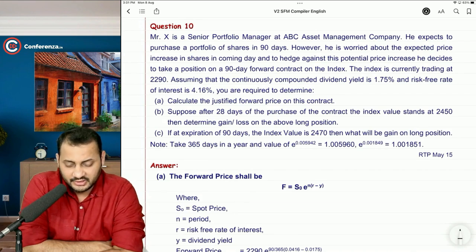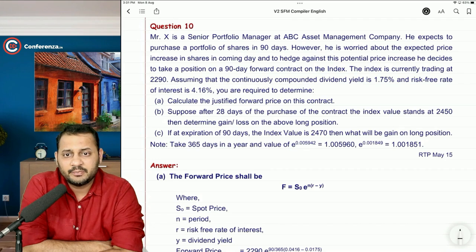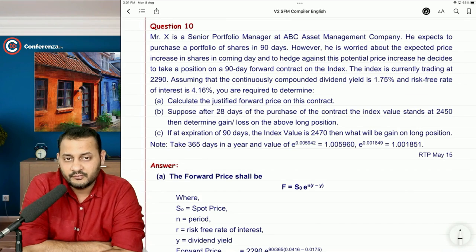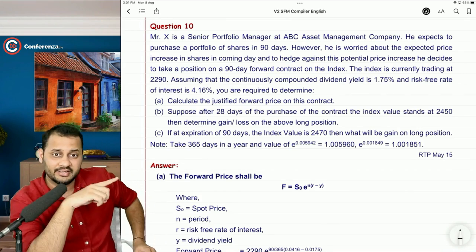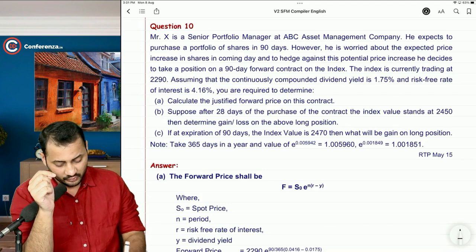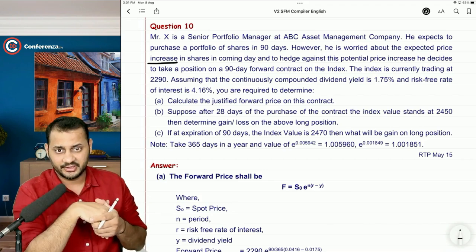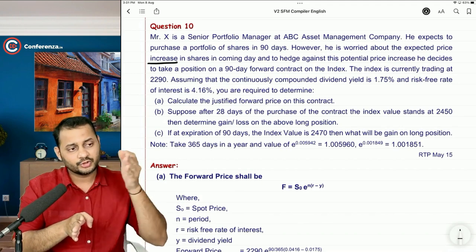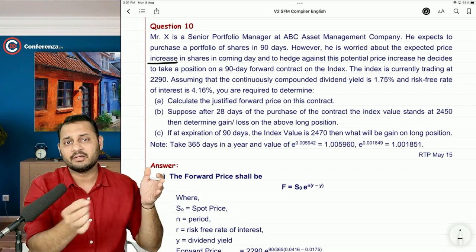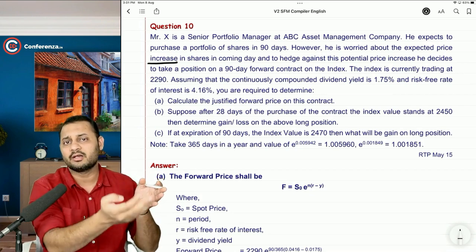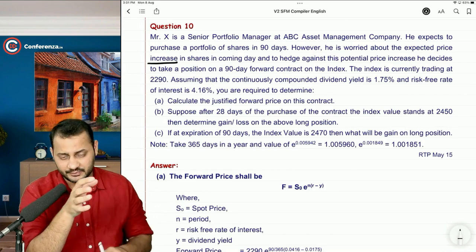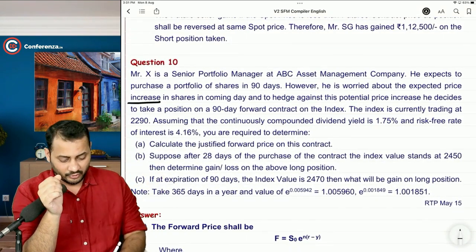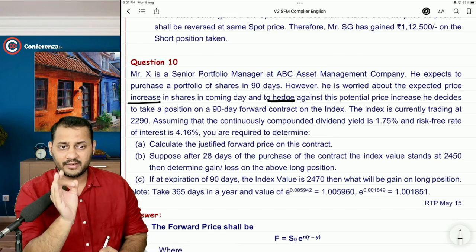Have a look. Mr. X is a senior portfolio manager at ABC Asset Management Company. He expects to purchase a portfolio of shares in 90 days. However, he is worried about the expected price increase in shares in the coming days. Obviously, he does not want to buy the portfolio today. He wants to buy the portfolio after 90 days, but he's worried about the increase in the prices. He doesn't want to pay a higher amount by the time he goes to buy the shares. And he wants to hedge against this potential price increase.